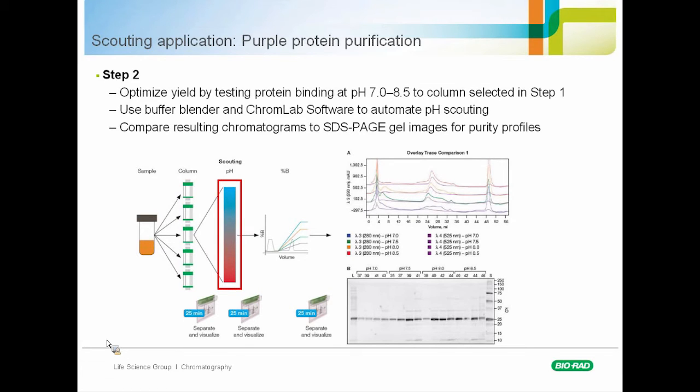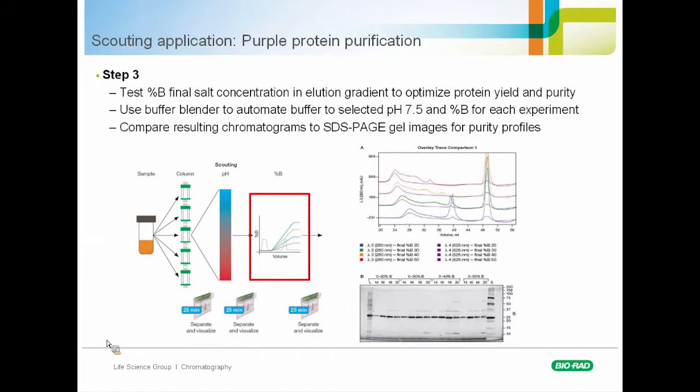And again, collecting the fractions and running them in the stain-free gel, we see a nice strong band of the target protein at 25 kilodaltons, and we're looking to see where this band is strongest relative to the additional contaminant proteins. From this step, we selected pH 7.5 as the optimal pH for yield and concentration of our target protein relative to the other contaminants.